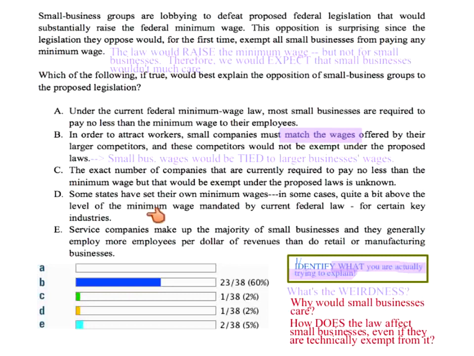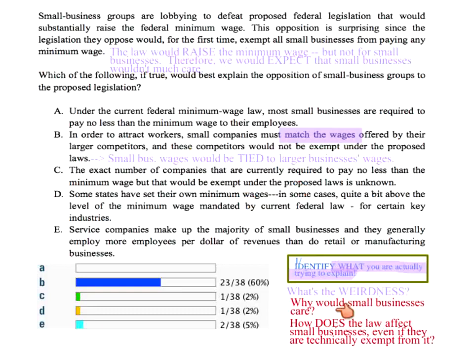Some states do this, but that doesn't affect the federal legislation. Some states do this, some don't. Great, but that doesn't tell us why the small businesses would feel this way about the federal issue. And it doesn't really matter what industry service companies or small businesses are in. And employees per dollar is not the issue. It's how much do they have to pay their employees in the first place.